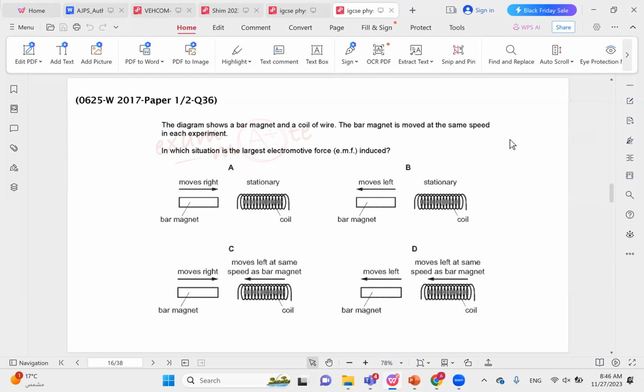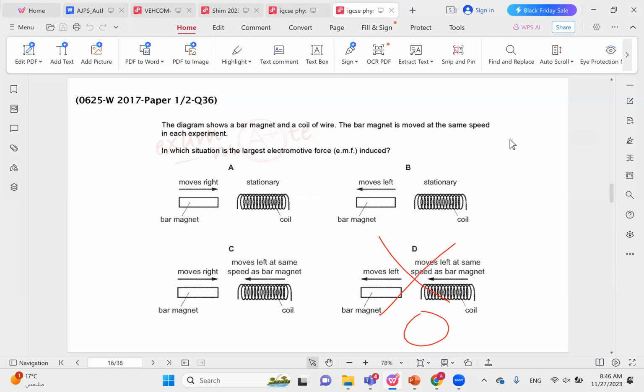So in A, the coil is stationary and the magnet is moving to the right. In B, the coil is stationary and the magnet is moving to the left. In C, they are moving towards each other at the same speed. In D, they are moving in the same direction at the same speed. So in D, there is no induced EMF. The induced EMF is 0.